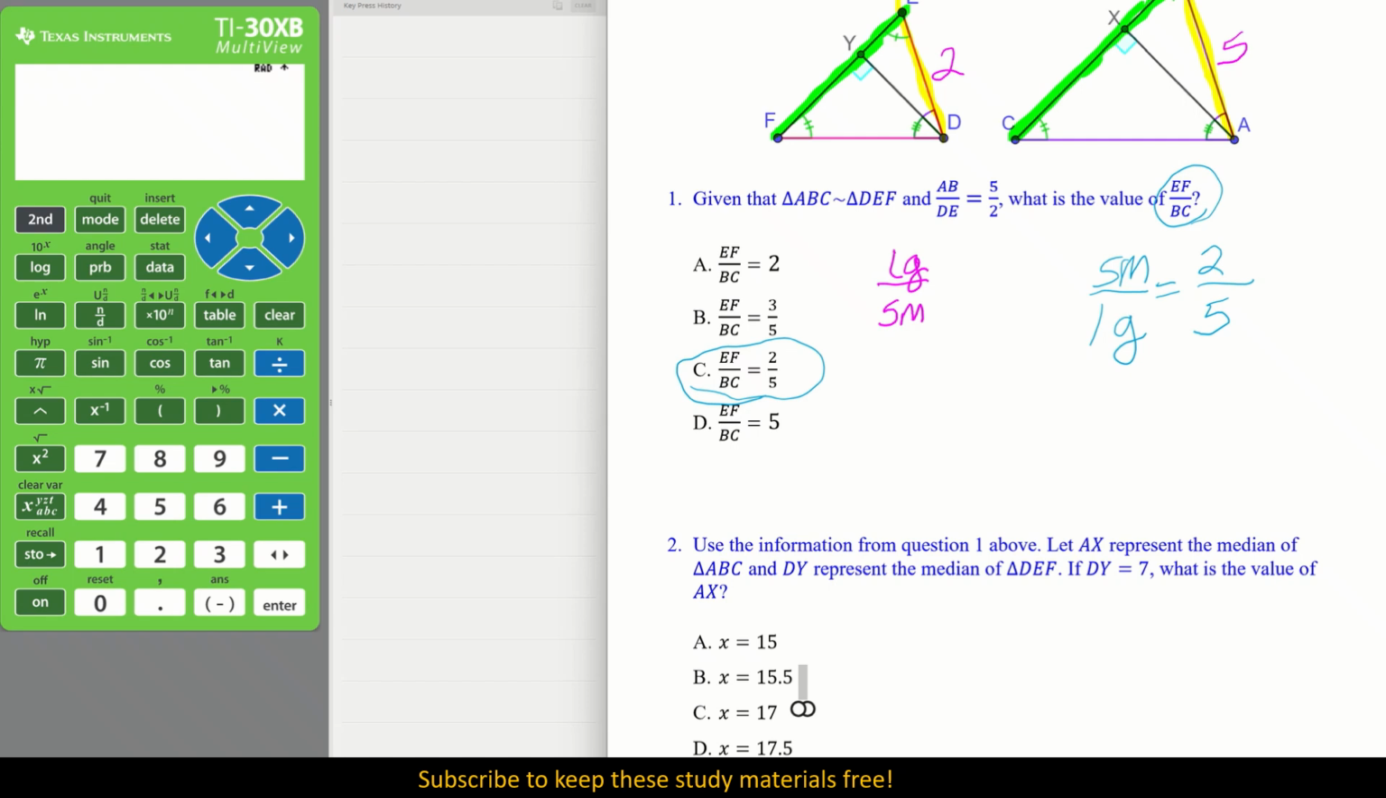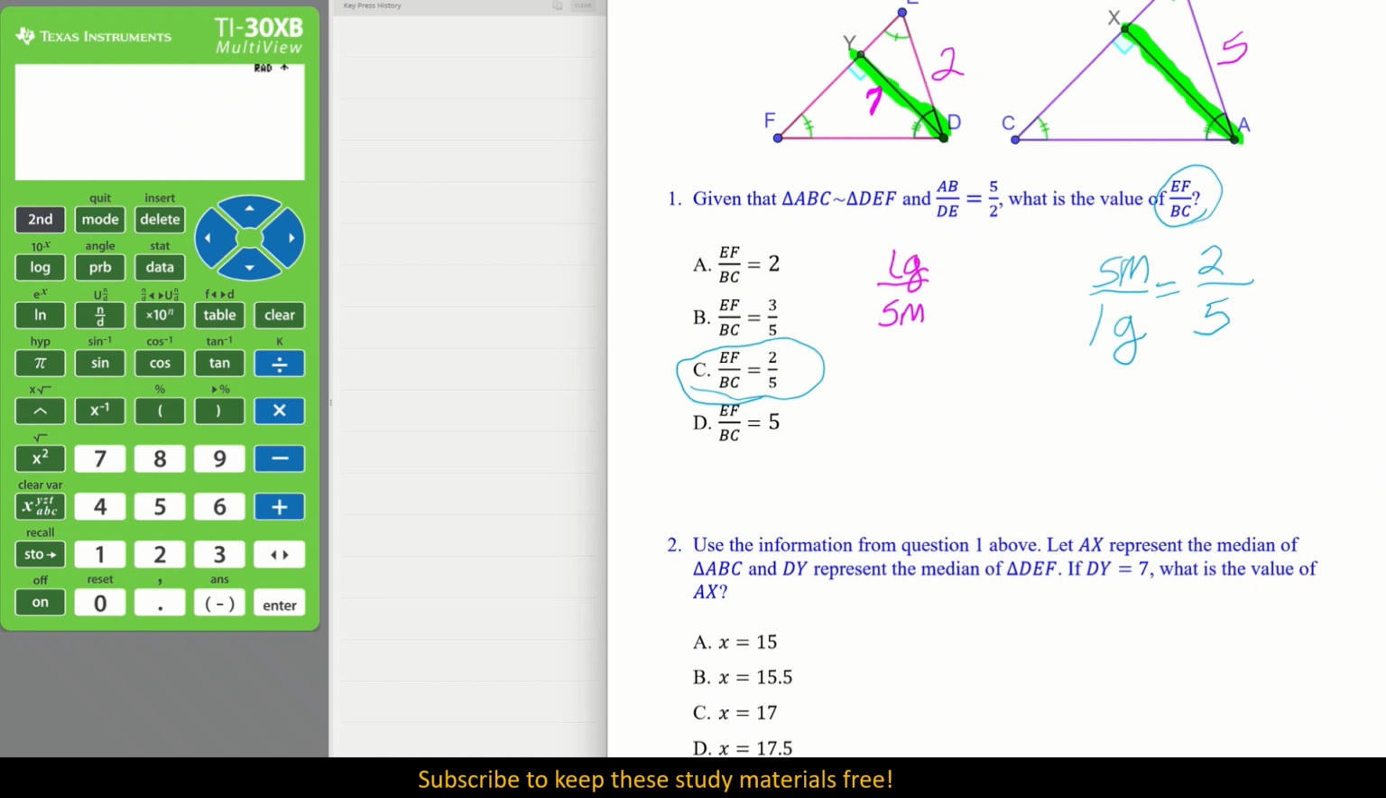So now let's erase some of this highlighting so I can just highlight again. So we're talking about, they're saying if DY equals 7, okay, that's on the smaller one, okay? And what is the value of AX? And that would be the larger triangle. Okay, and if you haven't already figured it out, these are not drawn to scale. Okay, so let me put my 7 here. That's my 7. Okay, all right, so let's do this setup.